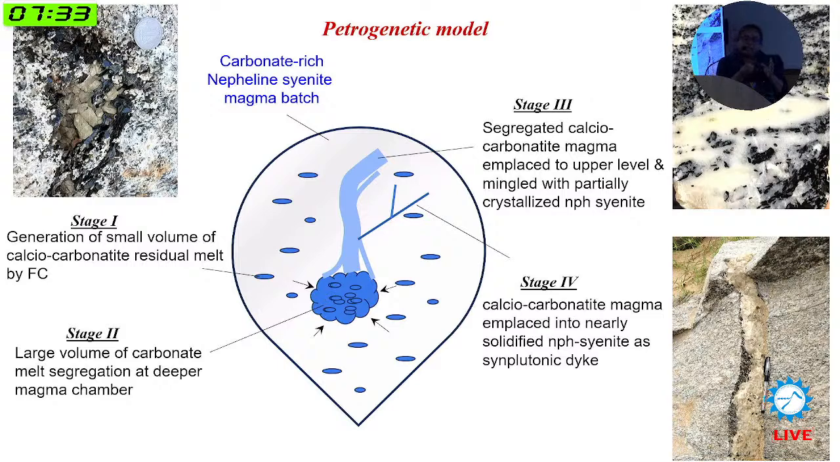The segregated calciocarbonatite is further transported, interacted, and intruded within the solidified nepheline syenite and emplaced as a dike. So basically all Indian carbonatites are mainly derived from the partial melting of carbonated mantle rock, but this is one of the rare examples where carbonatite originated from the fractional crystallization of nepheline syenite magma. That's all.